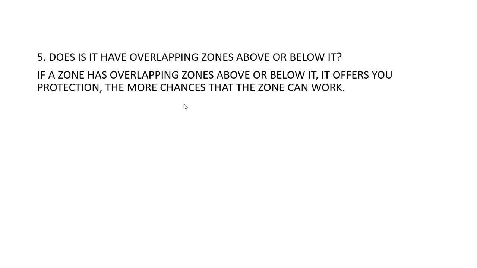So the fifth one is, does it have overlapping supply and demand zones? By overlapping, I mean, does it have a zone on top of another zone? Does it have a zone above a zone? For example, if we're looking at demand, does it have demand below demand? Does it have supply on top of supply? The more of these zones it has, the more likely it's going to work because it has some sort of protection. If a zone has got overlapping zones below or above it, it offers it more protection, and therefore more chances of it actually working.